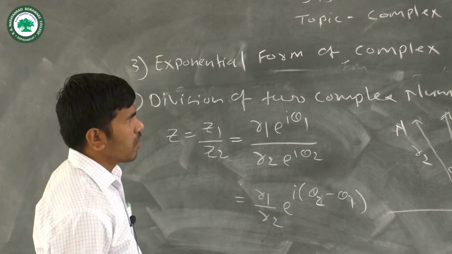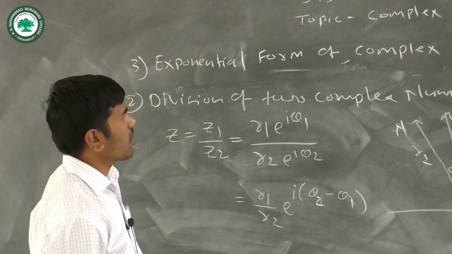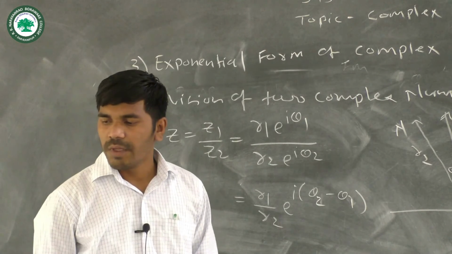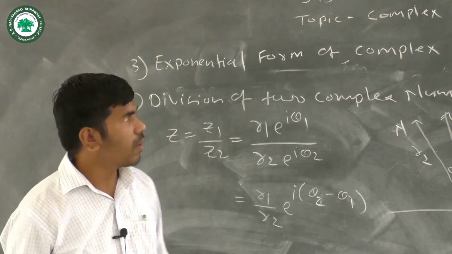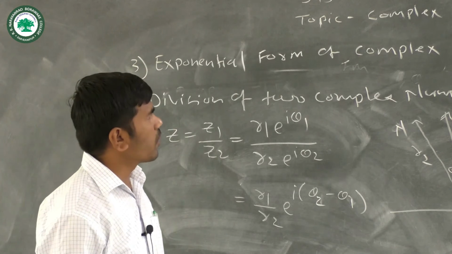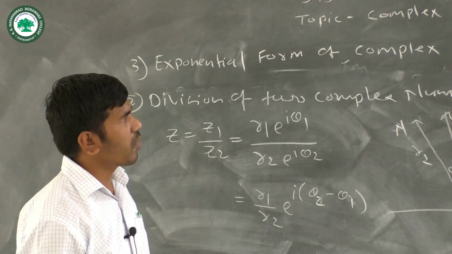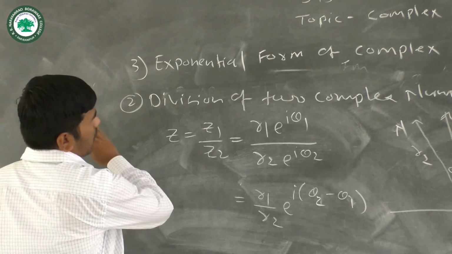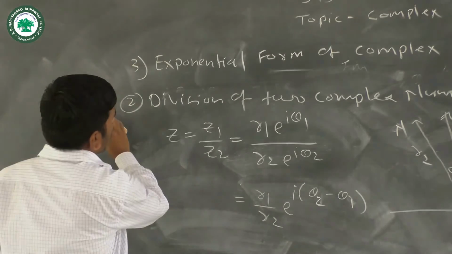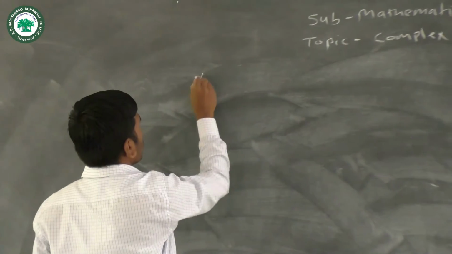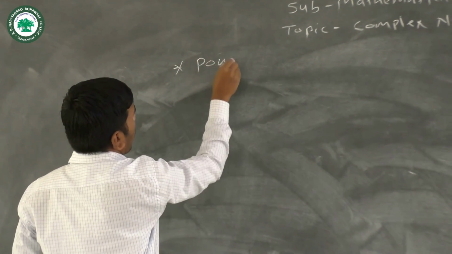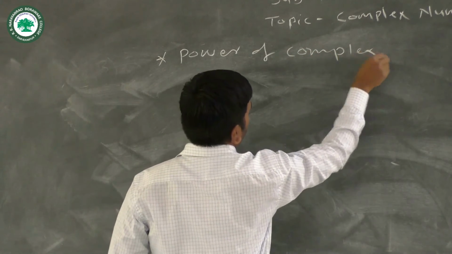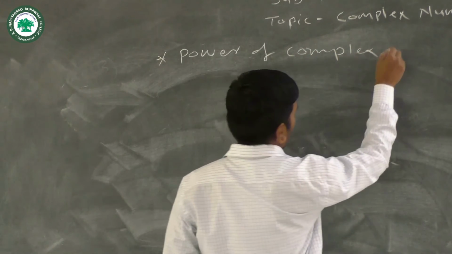So these are the three forms of complex numbers. Next is the roots of the complex number and the power of the complex number. Let's see them. First, the power of a complex number, and then we discuss the root of the complex number.